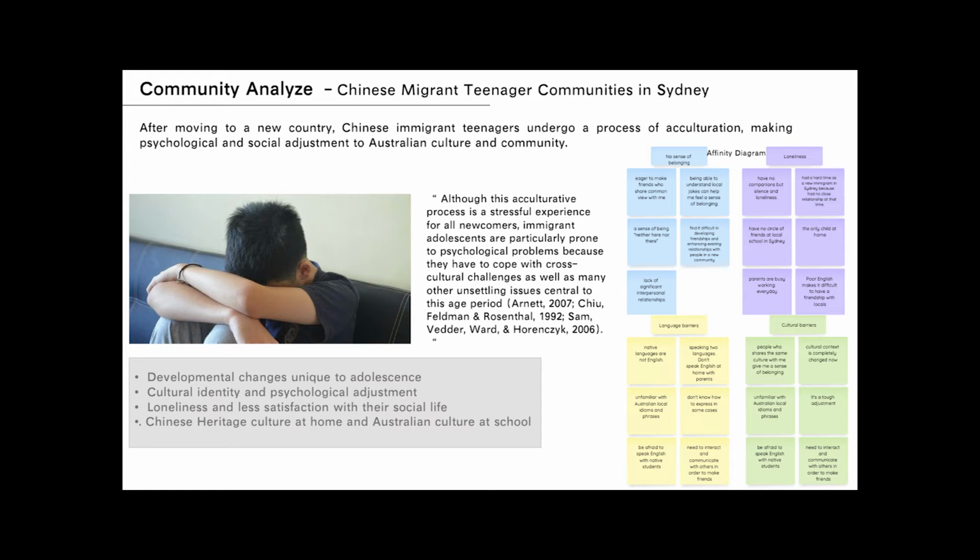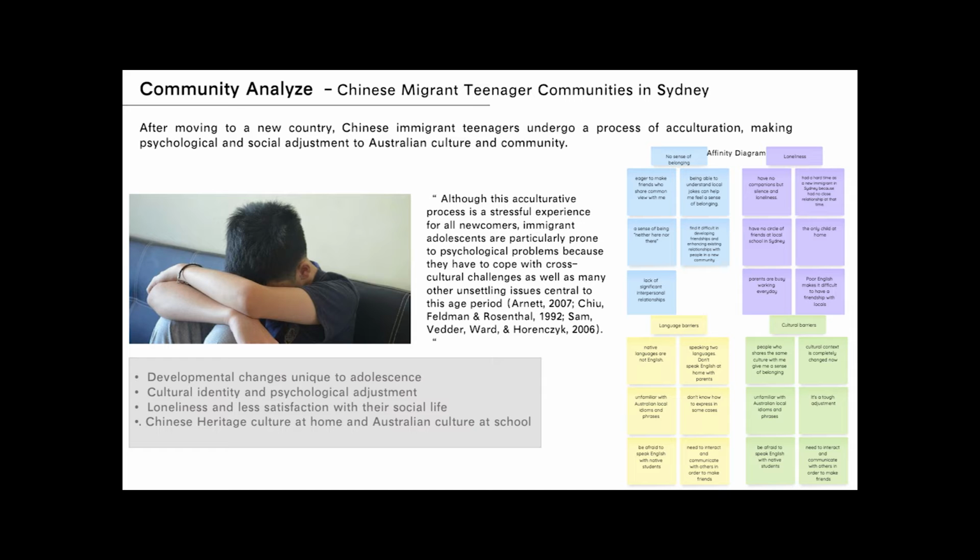After moving to a new country, Chinese migrant teenagers undergo a process of acculturation, making psychological and social adjustment to Australian culture and community. According to the research, although this acculturation process is a stressful experience for all newcomers, immigrant adolescents are particularly prone to psychological problems as they have to cope with cross-cultural challenges as well as many other issues central to this age period.